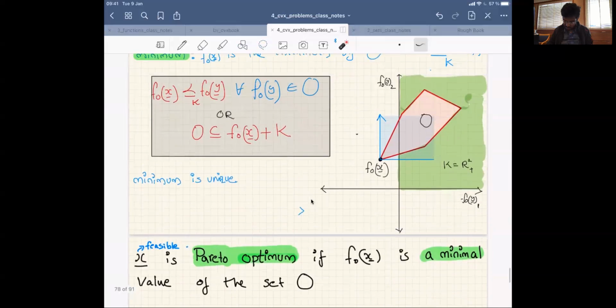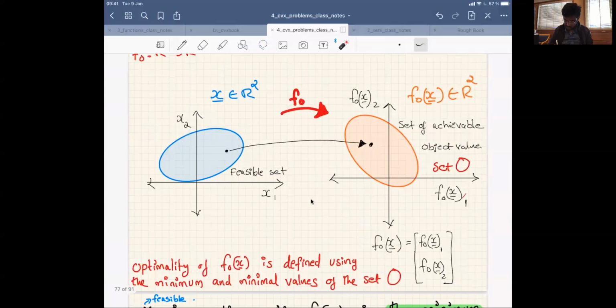Now what happens? Let's take this set. What is the minimum of this? It depends on the cone. Let's take R2 plus. But you can see that a minimum doesn't exist here.